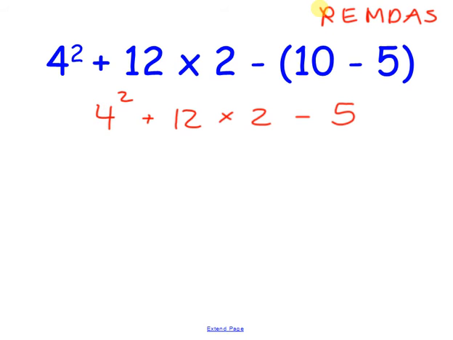Next, I have exponents. I do have exponents right here. 4 to the second power is 4 times 4, which is 16. And I'm going to rewrite the rest of the problem.